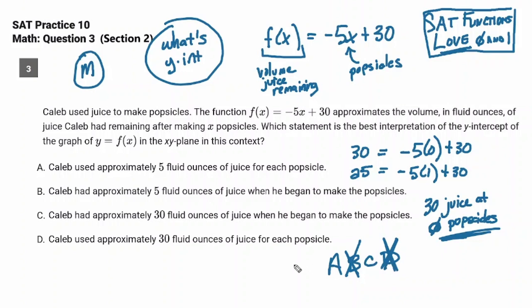What's the question? What's the y-intercept? Y-intercept is 30. What's going on at 30? That's 0 popsicles. Caleb had approximately 30 fluid ounces when he began making popsicles. That's the answer. A is true, but it doesn't answer the question. Pretty sneaky, evil testing service. C is the answer. You can get this right a lot quicker than it took me to explain it, and move on.